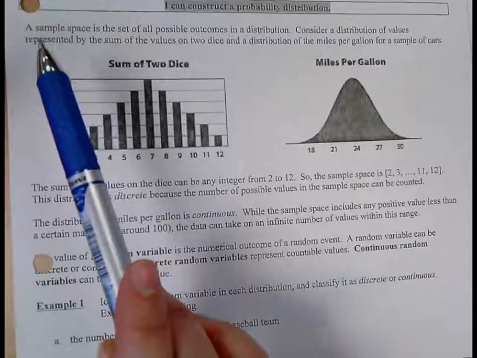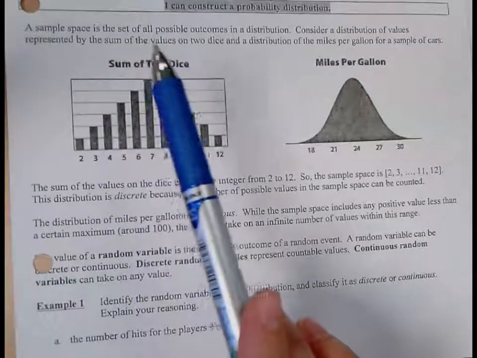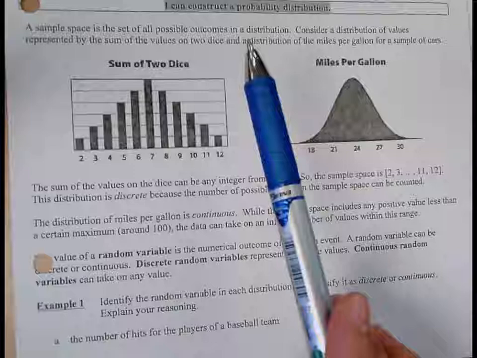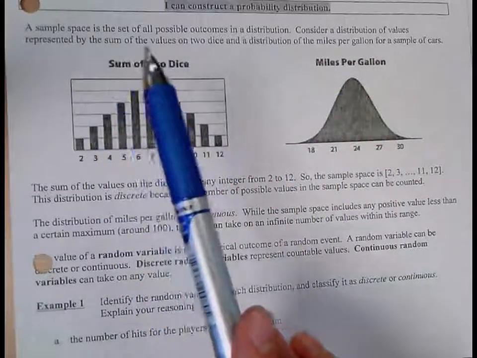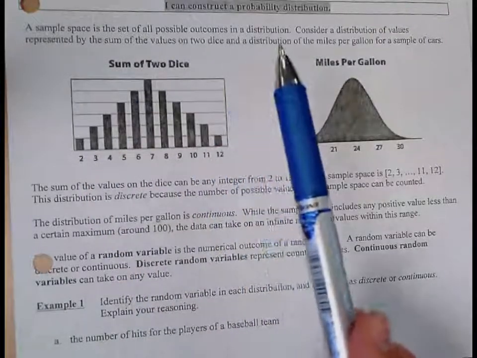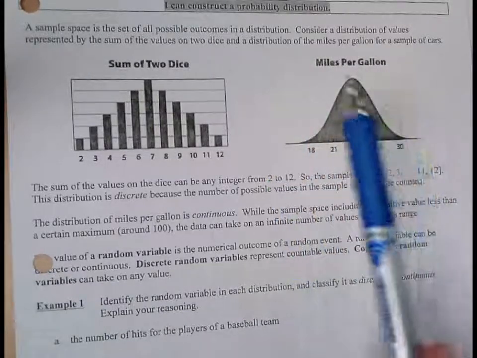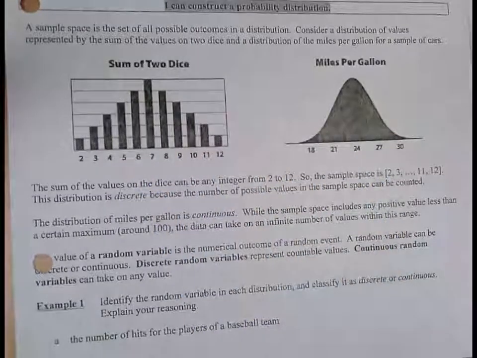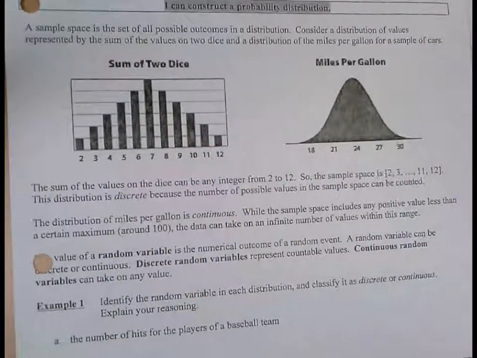So it says, first of all, a sample space. When dealing with probability, a sample space is the set of all possible outcomes in a distribution. It says, consider a distribution of values represented by the sum of the values on two dice, and it gives a distribution here of that. And then also a distribution of miles per gallon for a sample of cars. So it gives another distribution. You can see there's similarities. There's also differences in the sense that this is given as a bar graph. This is more continuous.